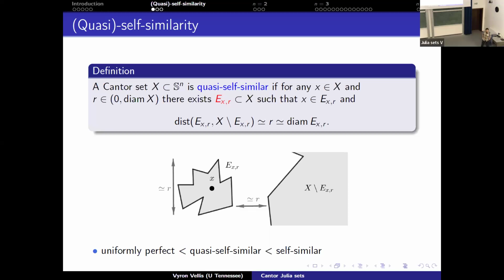No, you only care about the specific scale. And the way it is, uniform perfectness is the weakest notion, quasi-self-similarity is stronger, and self-similarity is the strongest of these three notions.